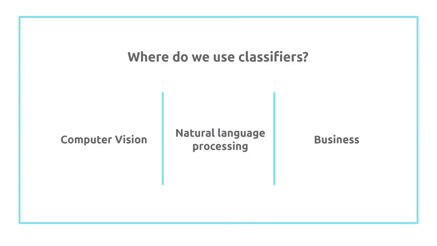So what are some examples of classifiers? In computer vision, we have self-driving cars and facial recognition. Siri and Google Translate are great cases of natural language processing in action. And there's of course many more typical business applications like fraud detection and conversion modelling.